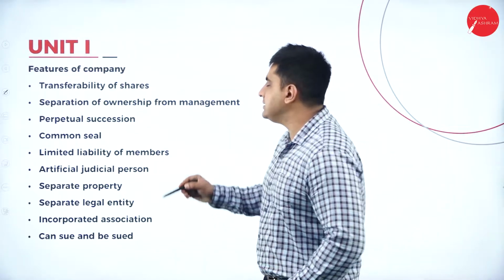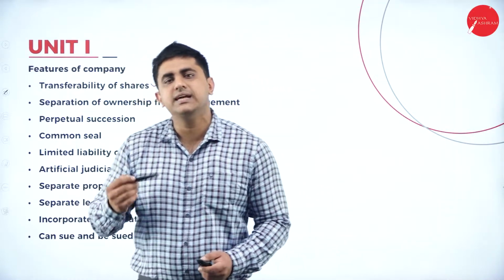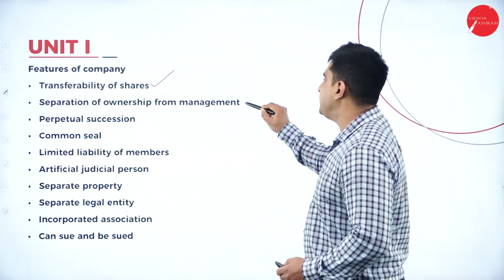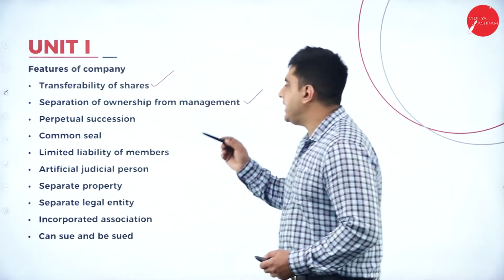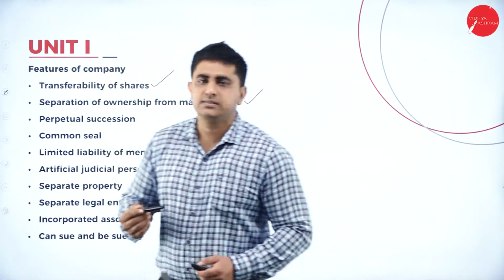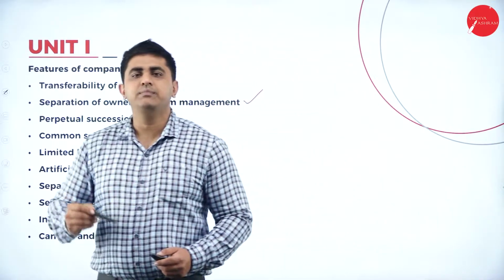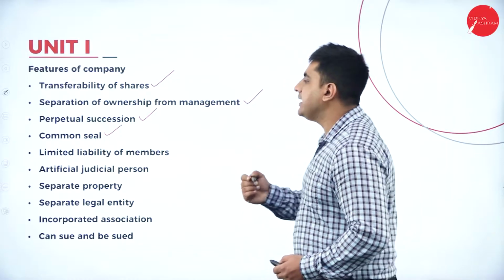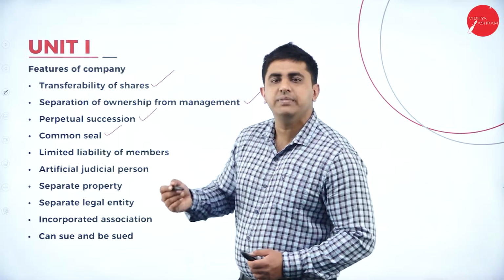The features of a company: transferability of shares. The shares of a public company are easily transferable, whereas the shares of a private company are not easily transferable. Separation of ownership from management: here the owners invest money and the managers take care of the activities, and the managers are paid salary by the owners. Perpetual succession, as we have already discussed, means we start the company with an intention that it should go on forever. And common seal: instead of a signature, the company name is engraved in a seal which is used for any contracts the company gets into.